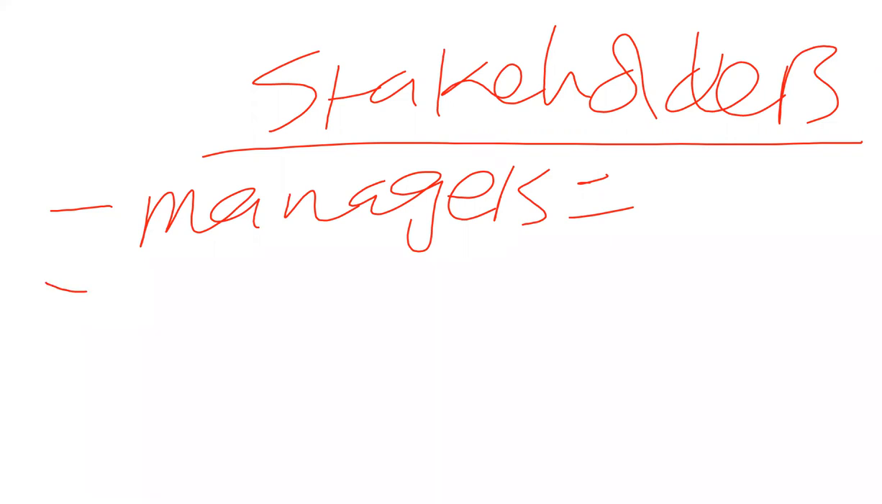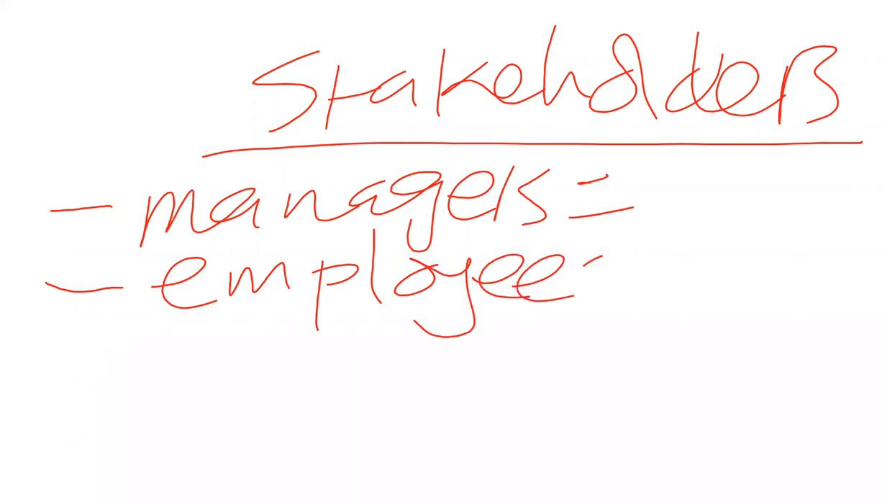And then you have the employees. These are stakeholders as well. With the employees, these guys have got their own objectives as well. They want good salaries. What else do they want? Anybody? The employees, what are their objectives? Can anybody come through? As employees, what do you want from the company? What are your objectives?